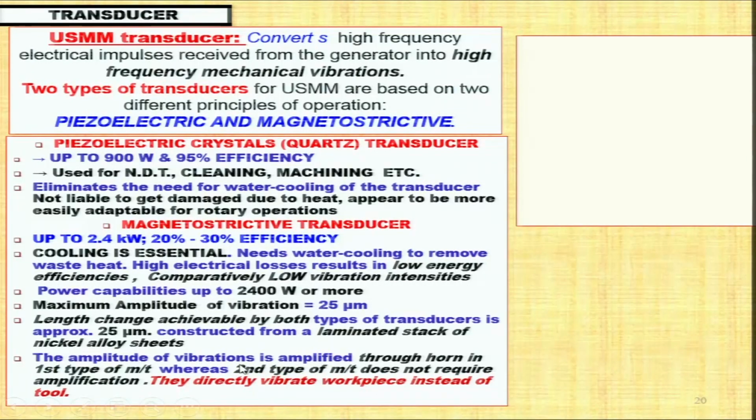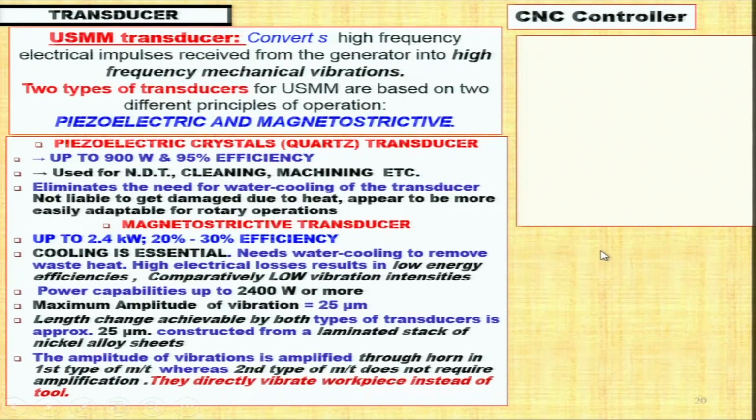The amplitude of vibrations is amplified through a horn in the first type of machine tool, whereas the second type of machine tool does not require amplification, because in the second type, if you remember, the workpiece is vibrating rather than the tool. They directly vibrate the workpiece instead of the tool.